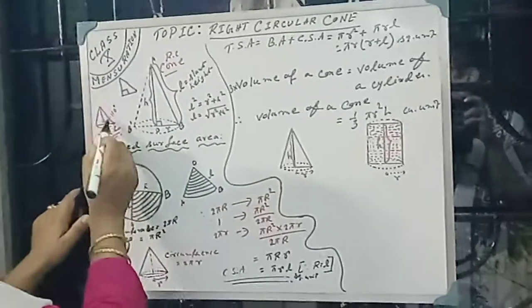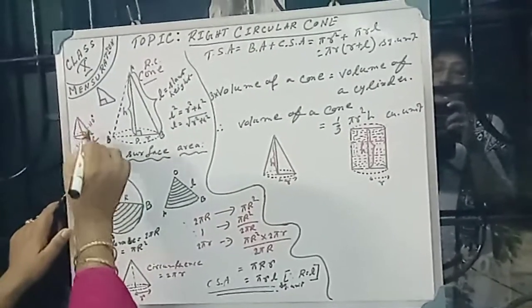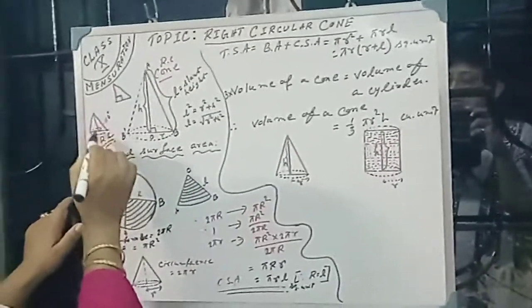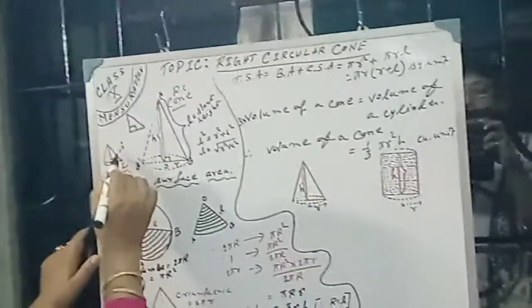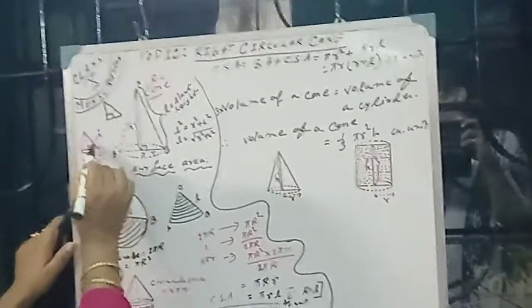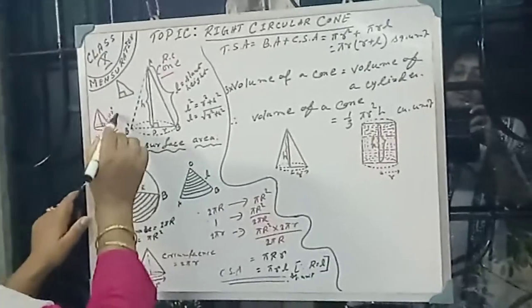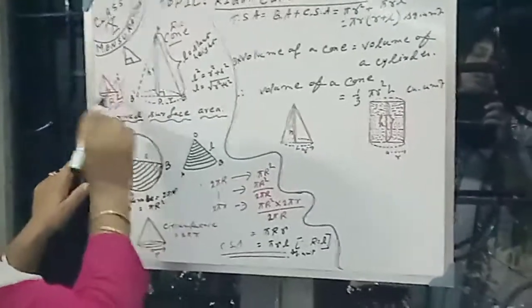Now here also a cone is formed, but it is not a right circular cone. Why not? Because the angle formed between the height and the base is 110 degrees. Since it is more than 90 degrees, it is not equal to 90 degrees. That is why this is not a right circular cone.